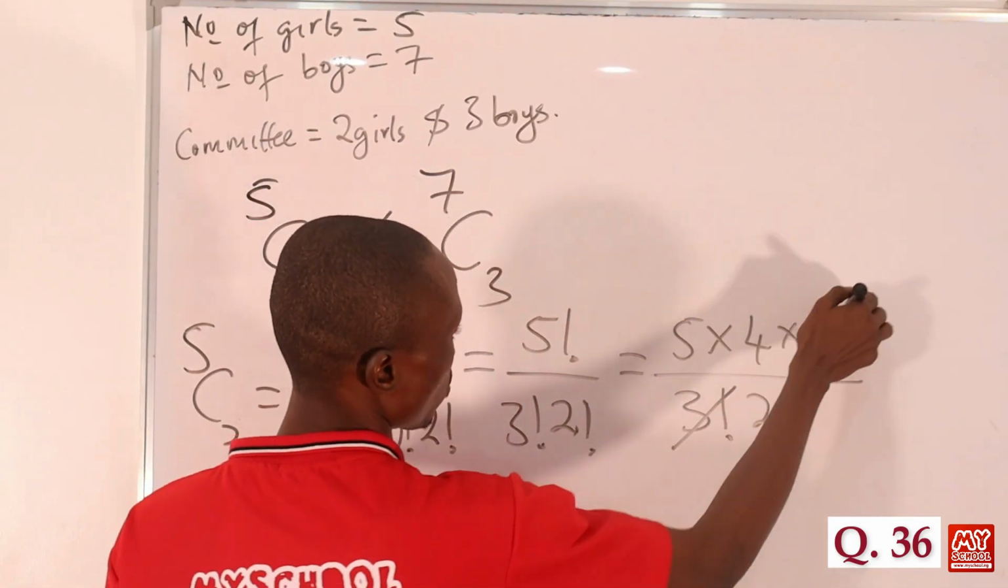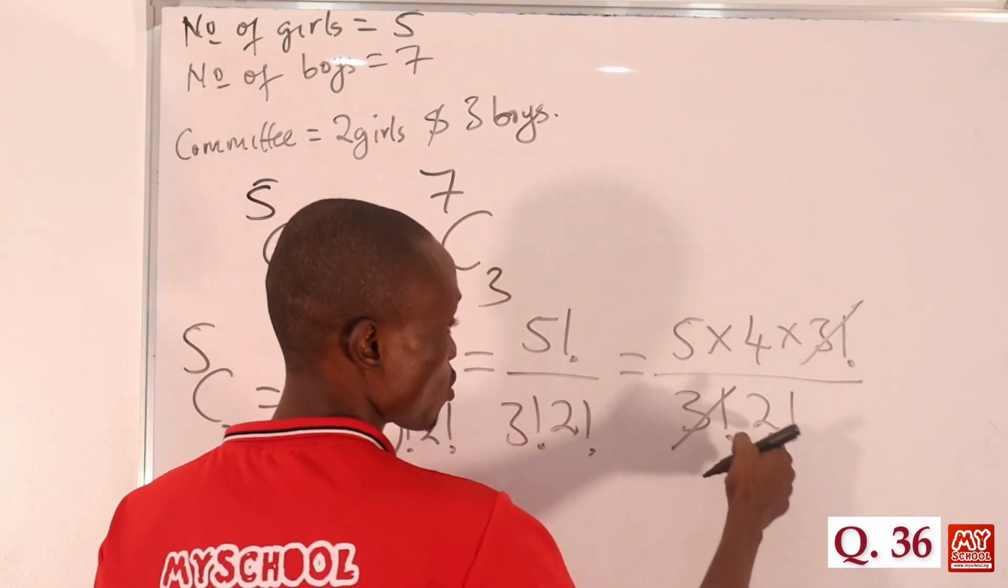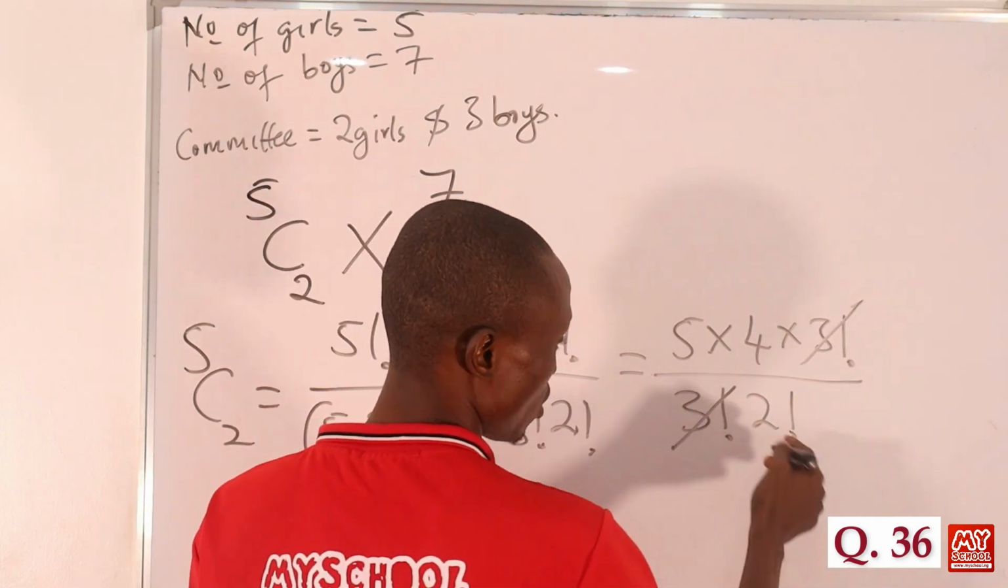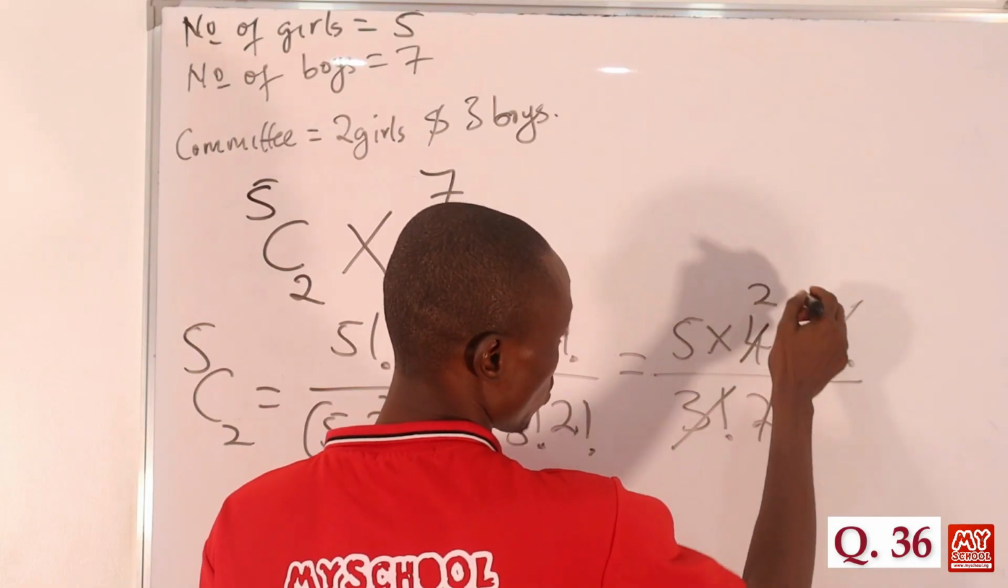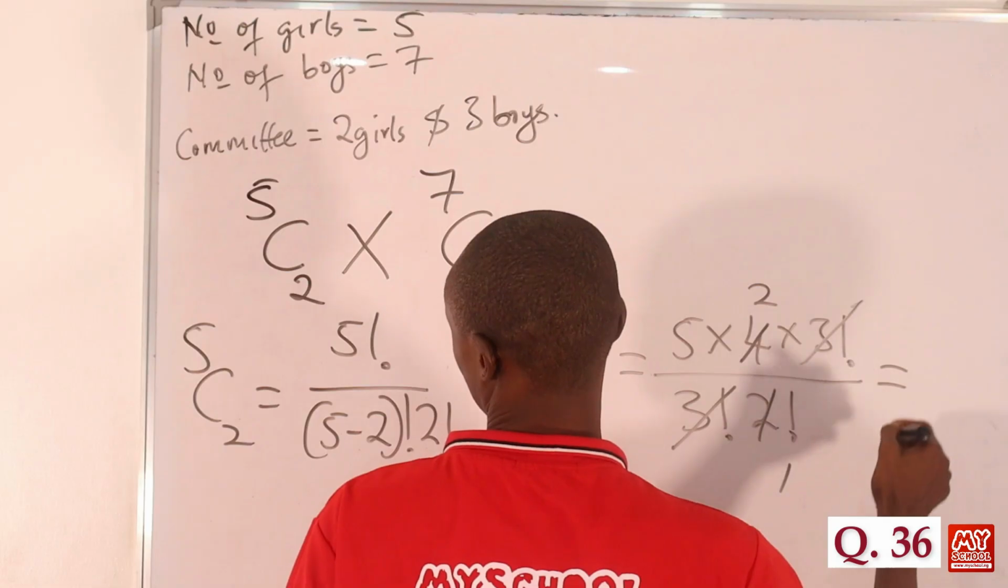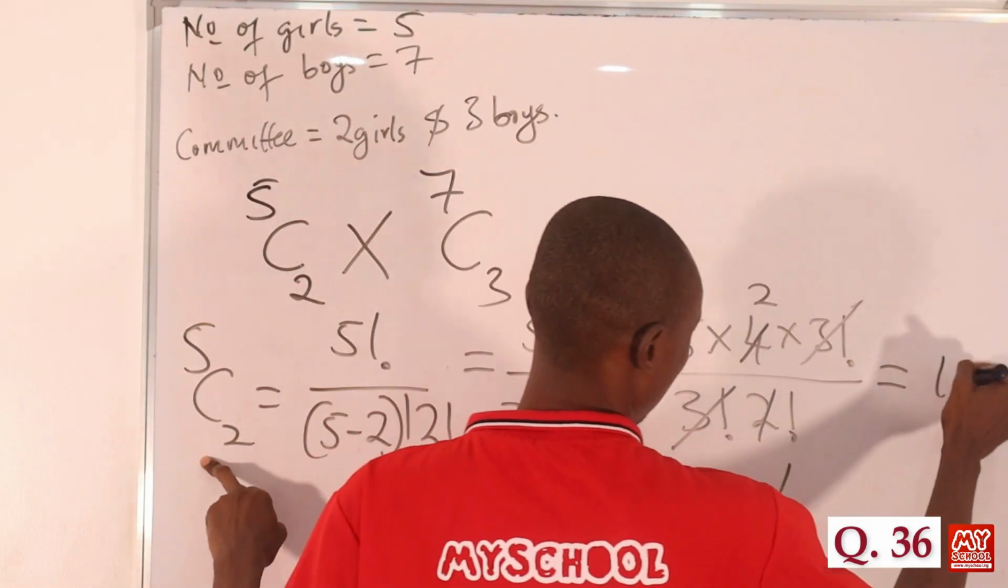So we cancel out the 3 factorial here, and 2 factorial is the same thing as 2 times 1. So the 2 here is 1, while the 2 here will be equal to 2. So at the end of the day, 5 combination 2 is equal to 10, okay?